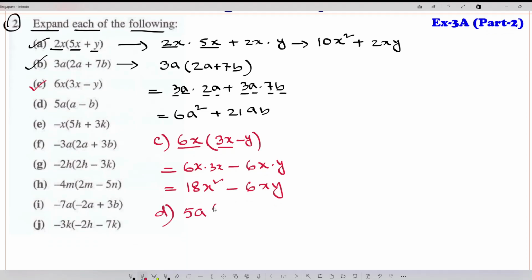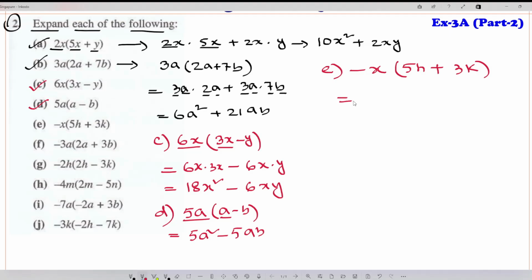Number D, 5a times (a minus b). So 5a times a will be 5a square, minus 5a and b will become ab. We also can write it like this. Okay. Number E, minus x times (5h plus 3k). So minus x and 5h will become minus 5xh. Minus and plus will be minus, so 3kx, right?